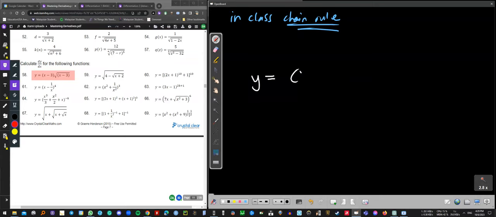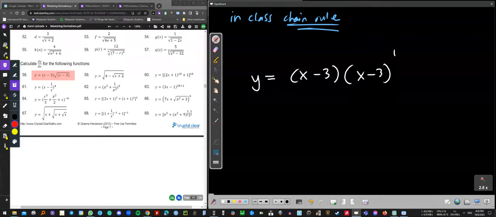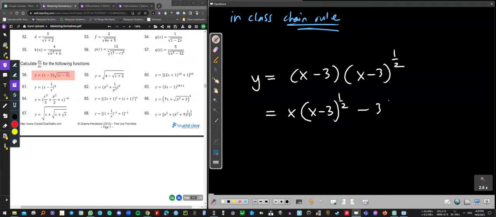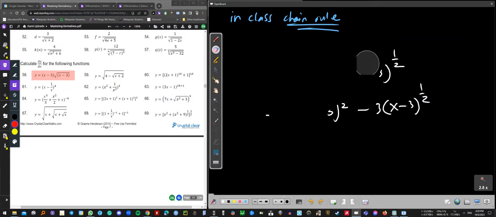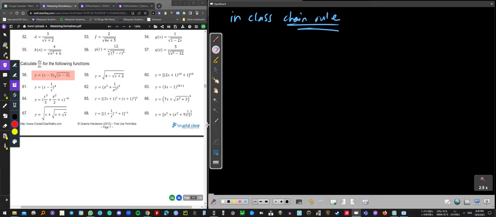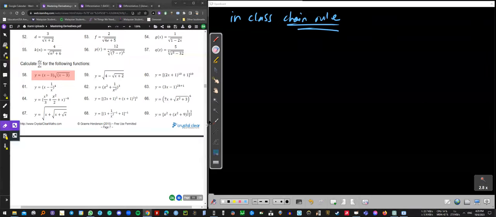Y sama dengan x minus 3. Lepas tu kita ada x minus 3 to the power of 1 over 2. So I can separate this x minus 3 into x times by x minus 3 1 over 2 and then minus 3 x minus 3 1 over 2. Alamak, ada x lah. Yelah, produk je lah ni. Tak boleh buat apa. This is a product. I agree with you. So this 58 memang kena buat produk lah.